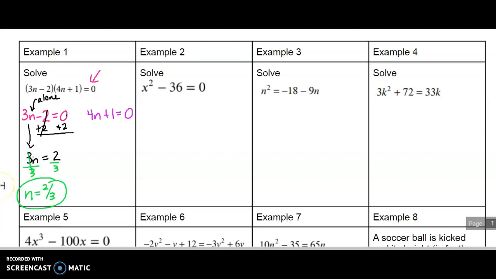On the other equation, we want to get the n alone. So we have to move the 1. We always do the adding or subtracting first, but we do the opposite. So 4n equals -1.